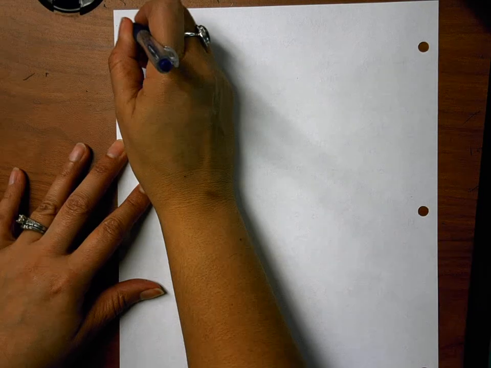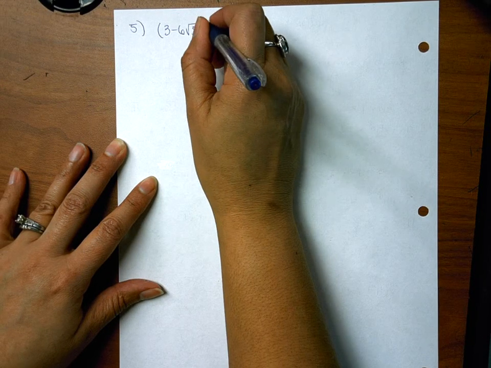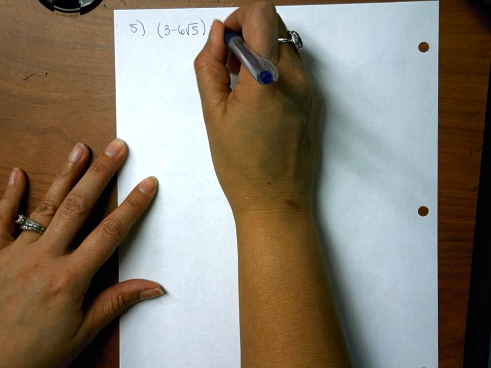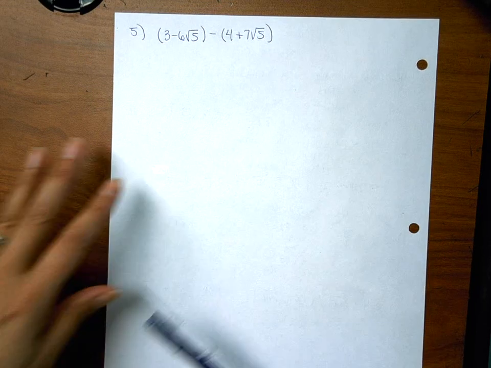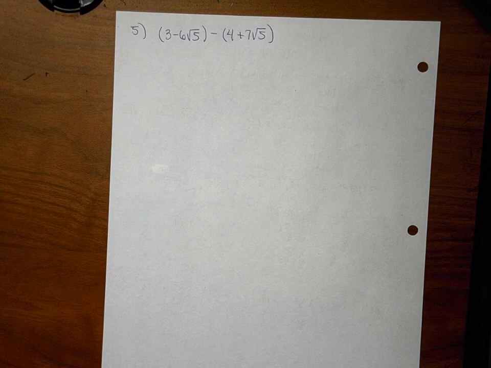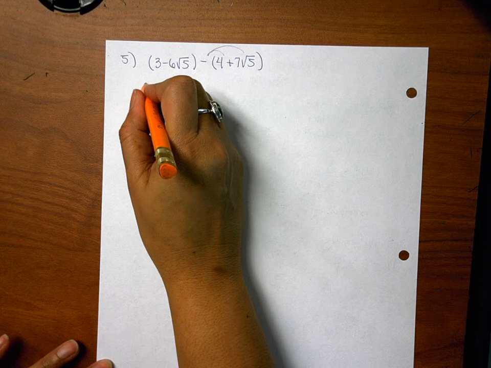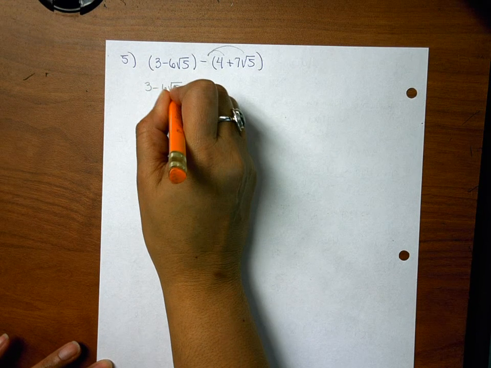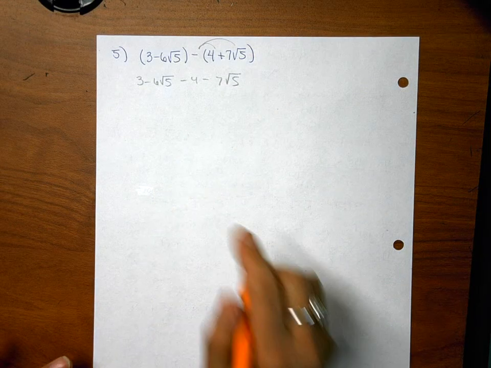Okay, number 5. Parentheses 3 minus 6√5, close parentheses, minus parentheses 4 plus 7√5. All right, on that one we cannot just drop the parentheses because we have to distribute the negative. So I'm going to distribute and get 3 minus 6 root 5 minus 4 minus 7 root 5. And we're going to combine like terms.